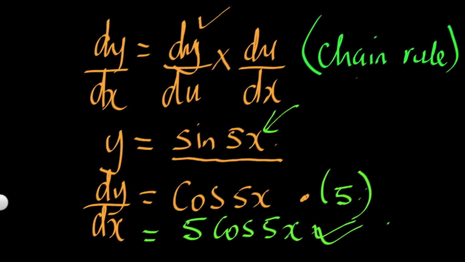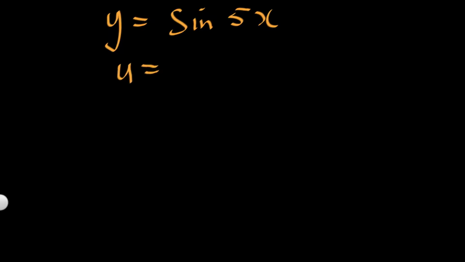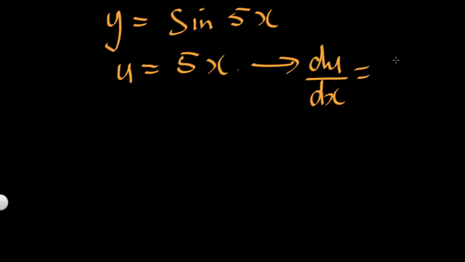If you want to do it systematically, let us do the same question. Systematically, we have y equals sine 5x. Our u is 5x, obviously. So our u is 5x. From here, it means du dx is 5.